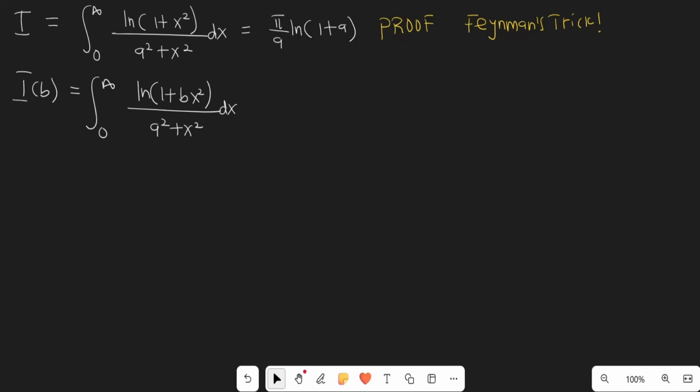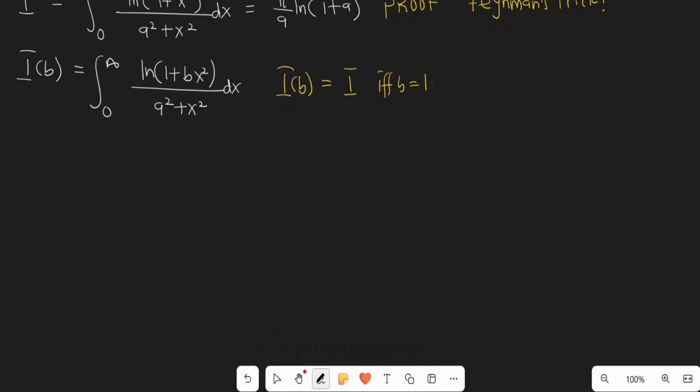So this is the parameter I'm introducing. We see that this integral that I introduced, I of b, is the same as the original integral I if and only if b is equal to 1. So we just have to solve this one using the Feynman trick, and then we'll just replace b with 1, and that will be the proof. So good luck with the Feynman trick.